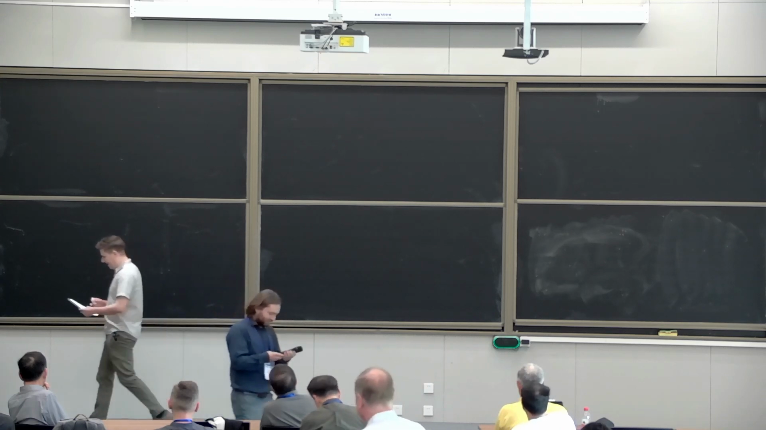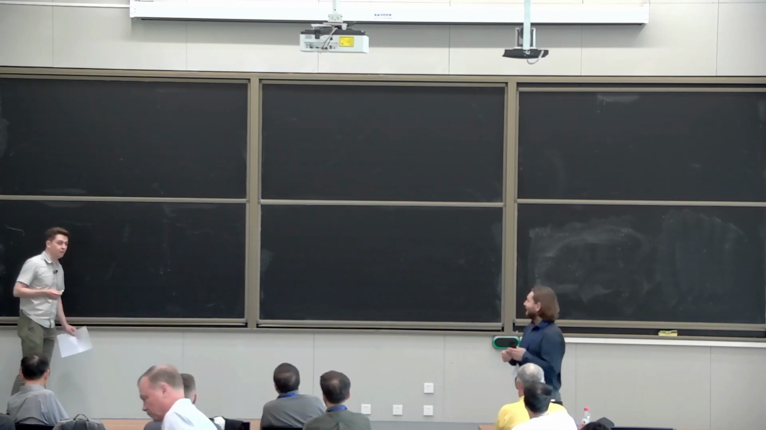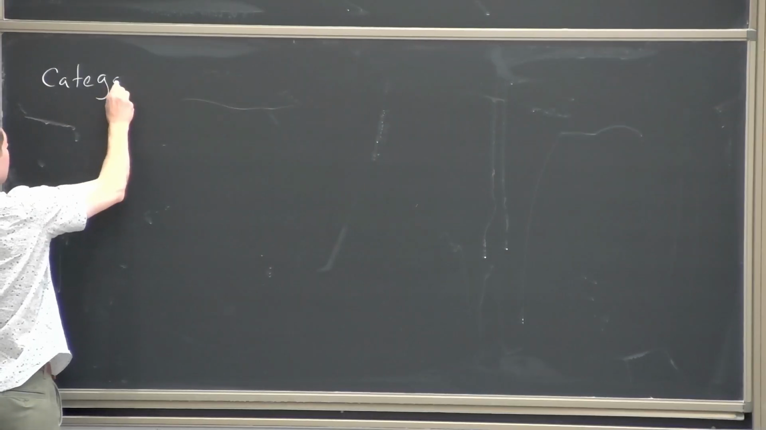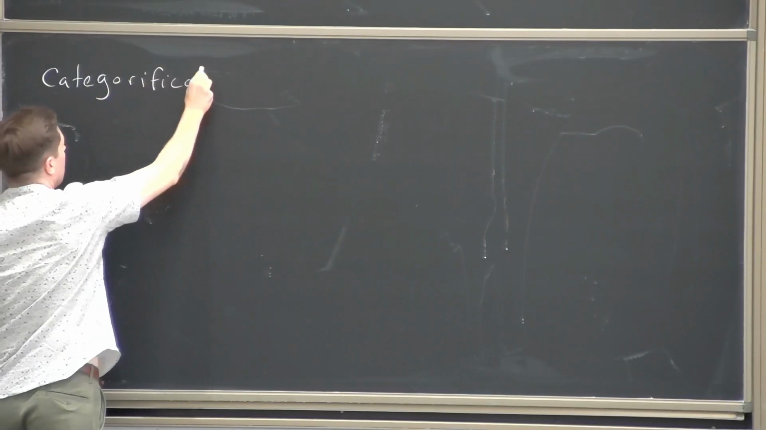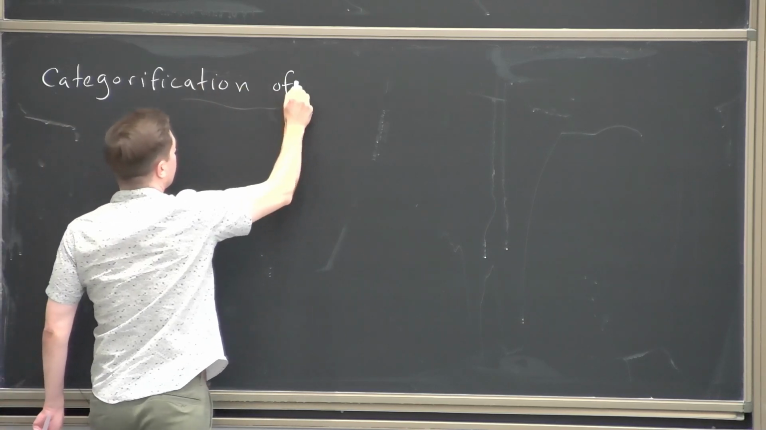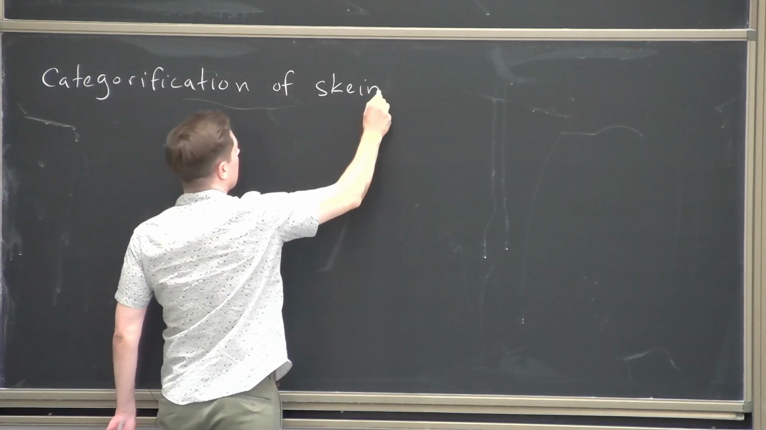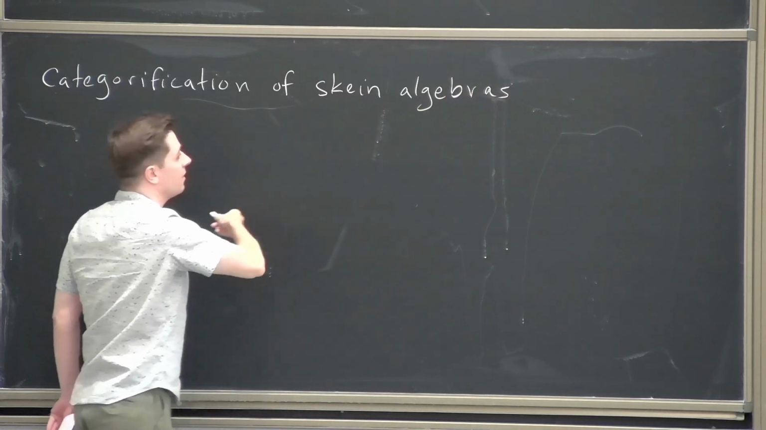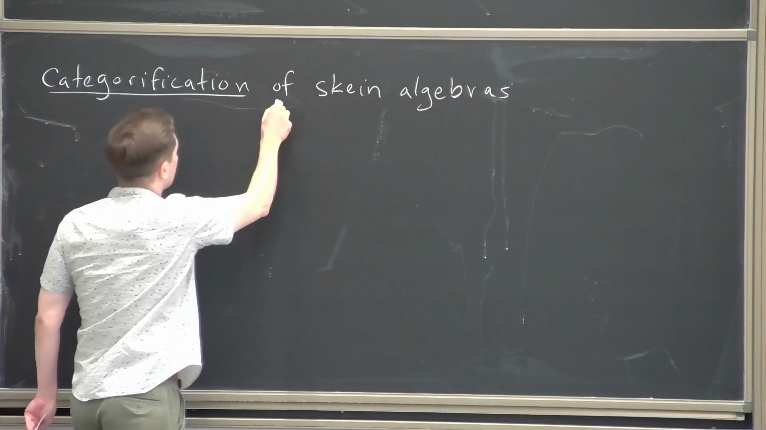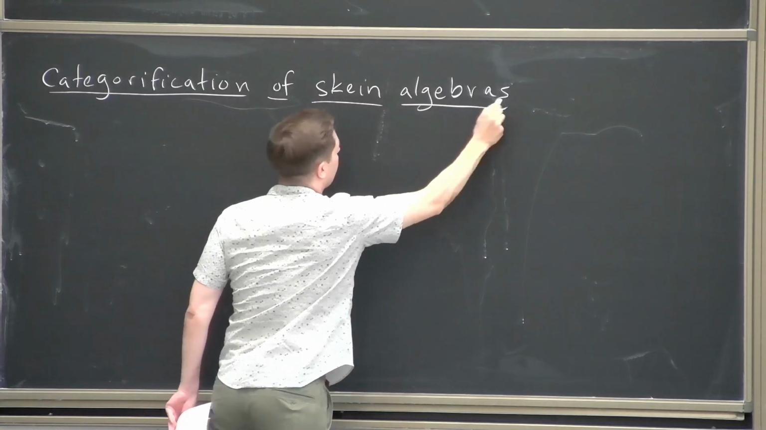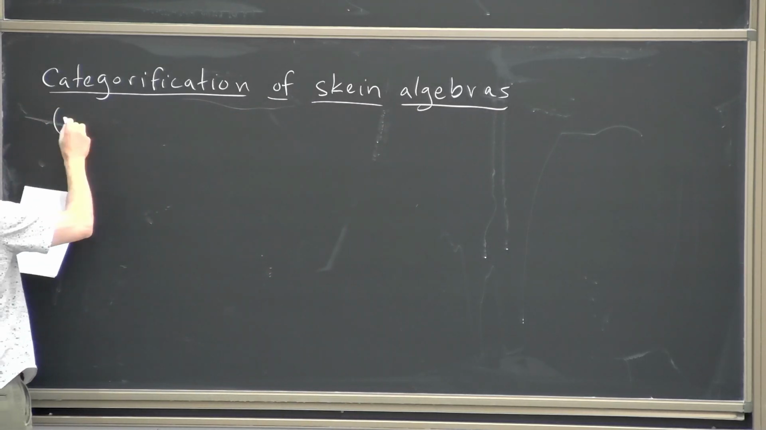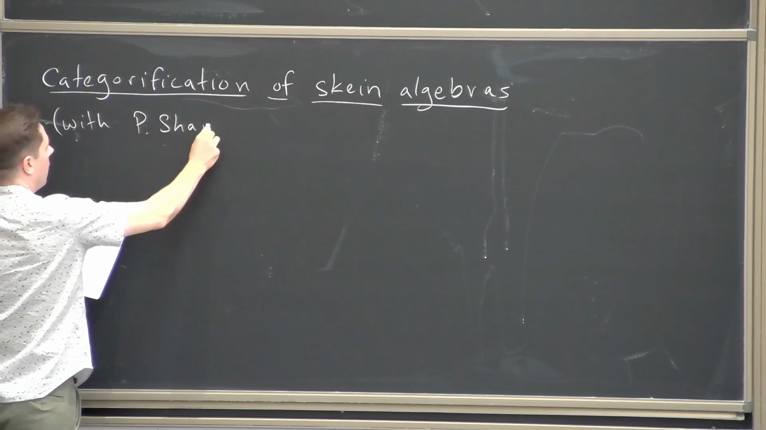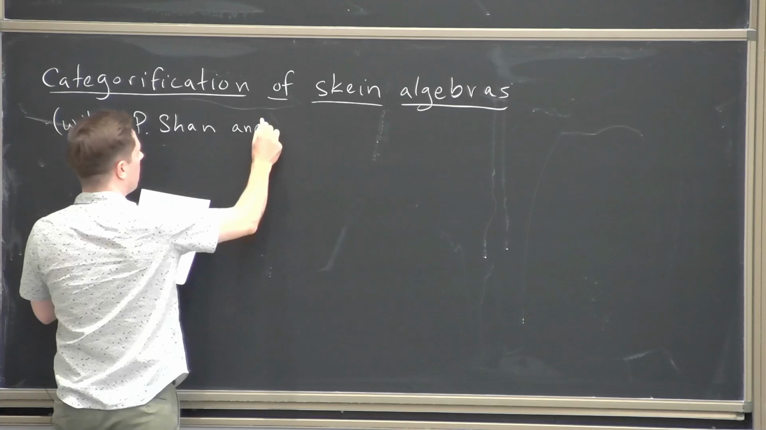Okay, thanks a lot. And thanks very much to the organizers for inviting me here. So my topic is the categorification of skein algebras. And this is based on a very recent paper that just came out in the last month with Peng, Shan and Hyun Kim.